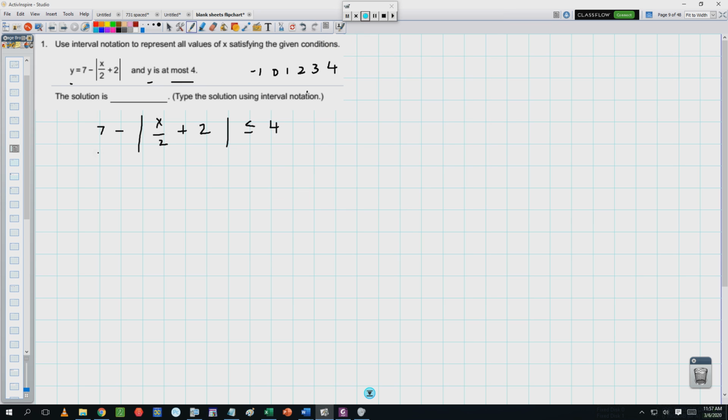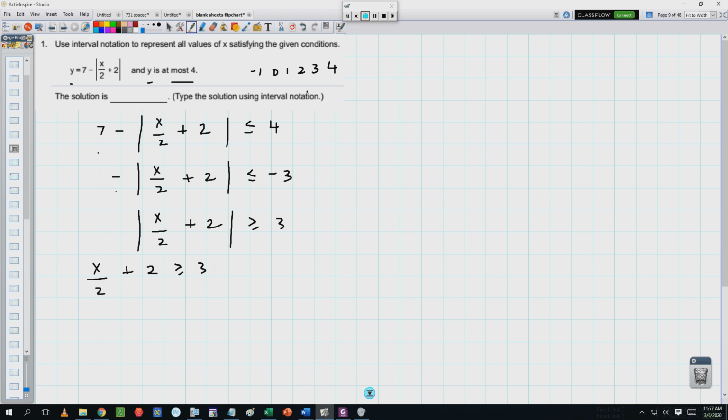First thing I'm going to do is get rid of the 7 here by subtracting it to the other side. Get rid of this negative here by dividing or multiplying by -1 on both sides. Remember, when you divide or multiply by a -1, switch the direction of the inequality. Any absolute value, you will split into 2.